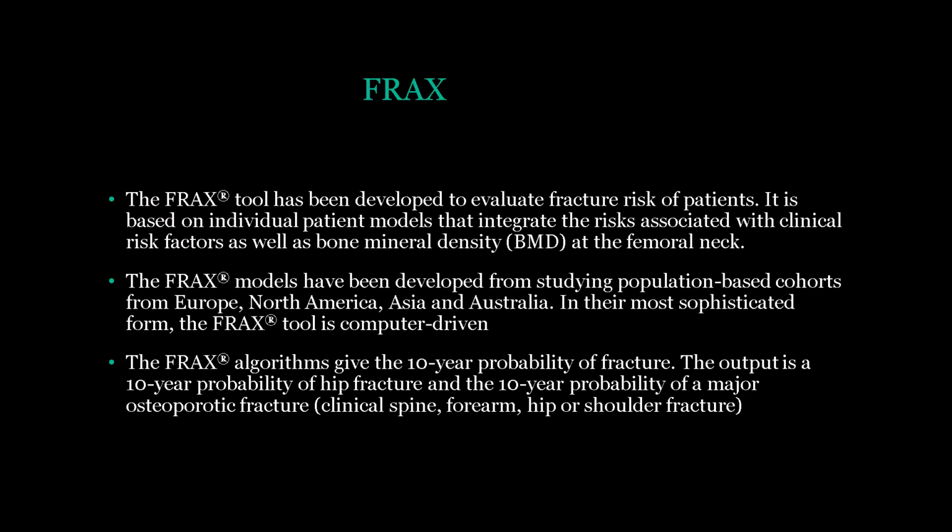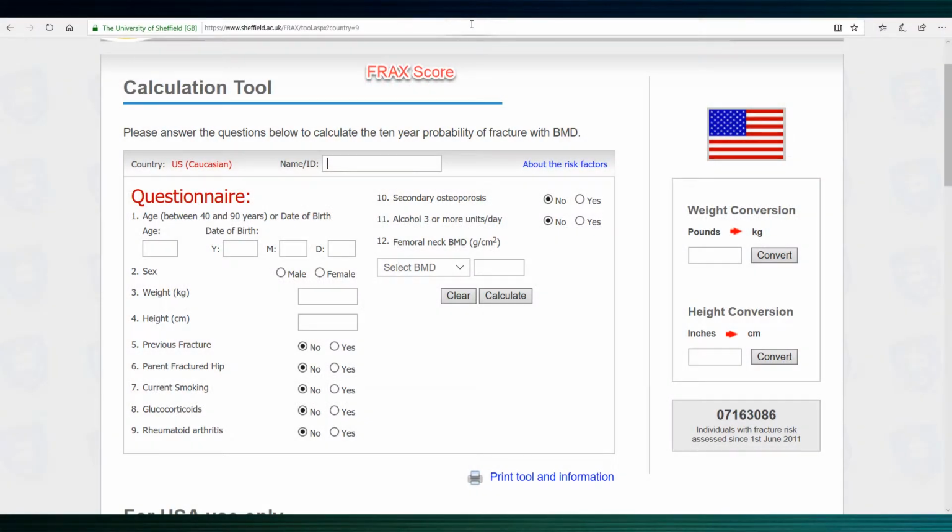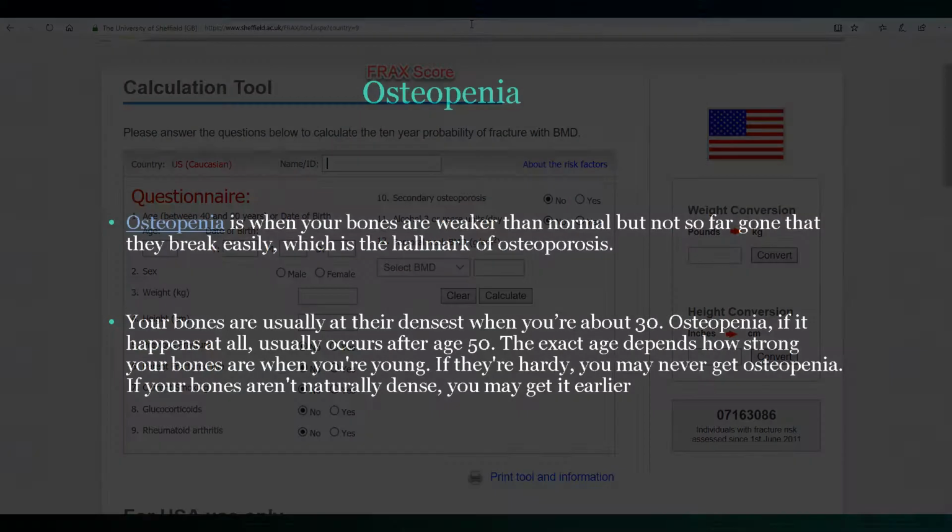The output is a 10-year probability of hip fracture and a 10-year probability of a major osteoporotic fracture, which includes the spine, forearm, hip, and shoulder. Here is an example of a FRAX score, or how it's developed.